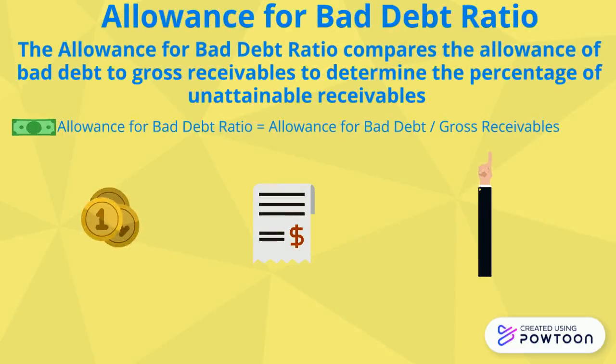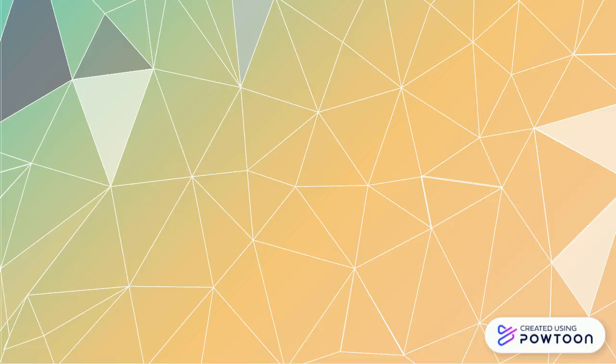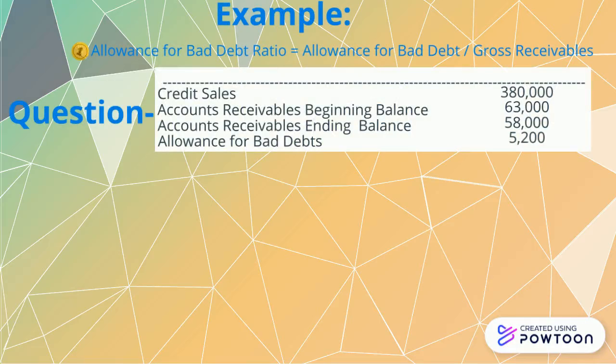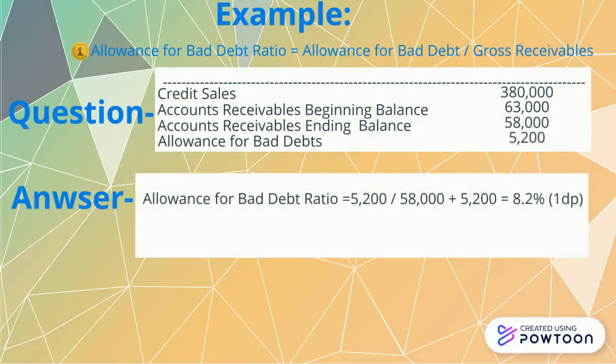The allowance for bad debt ratio compares the allowance of bad debt to gross receivables to determine the percentage of unattainable receivables. It is calculated through allowance for bad debt over gross receivables. To calculate the allowance for bad debt, you do 5,200 over 58,000 plus 5,200, which gives you 8.2%.